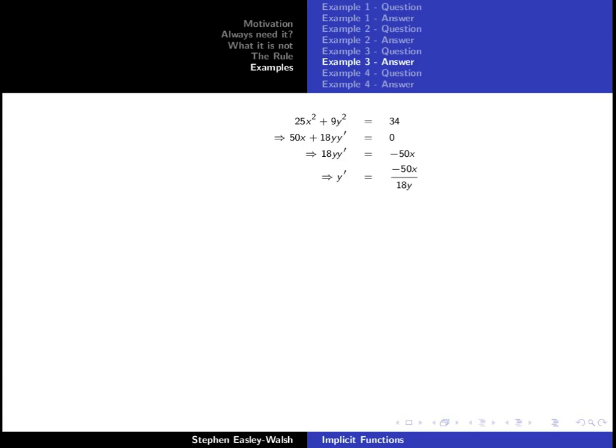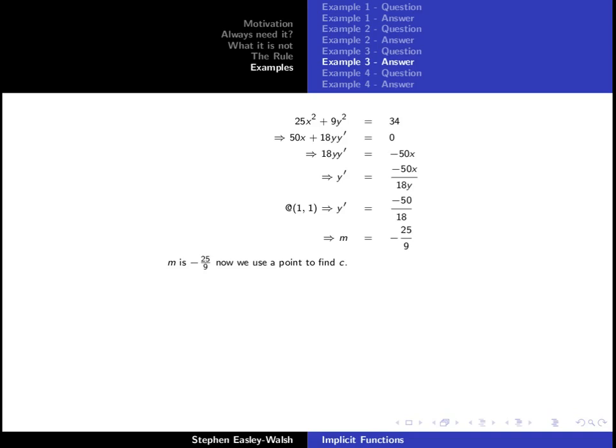Now we evaluate this at the point 1, 1. So we get y derivative equals minus 50 over 18. And therefore, the slope of the tangent will be minus 25 over 9. M is minus 25 over 9. Now we use a point to find c, that is the point 1, 1.